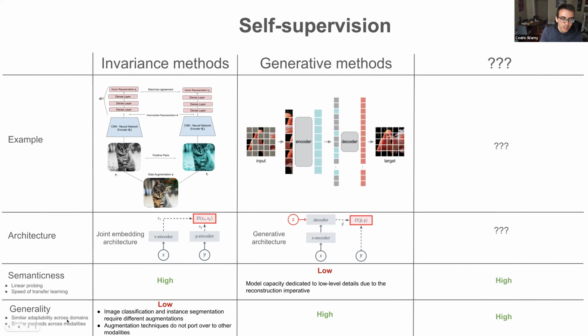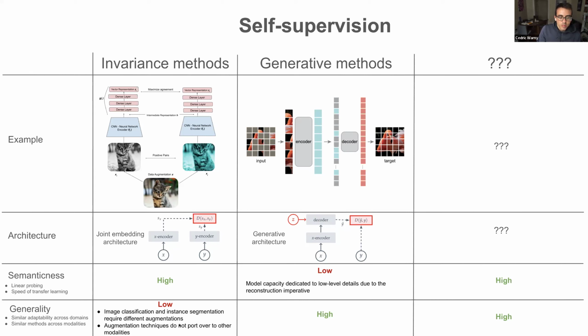And then in terms of adaptability across domains, again, the invariance methods score low here because this is more empirical. We've noticed that when the downstream task or the domain that you're targeting is image classification, it works better with some types of data augmentation. So maybe cropping works better for image classification. But another kind of data augmentation would score better for a downstream task that is instance segmentation. So it's not as general, essentially.